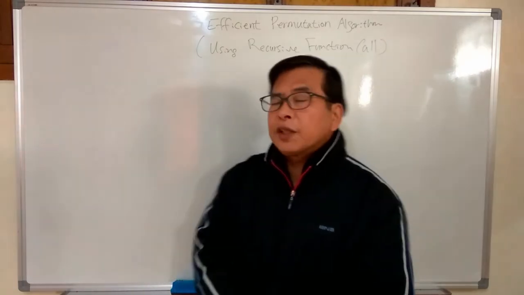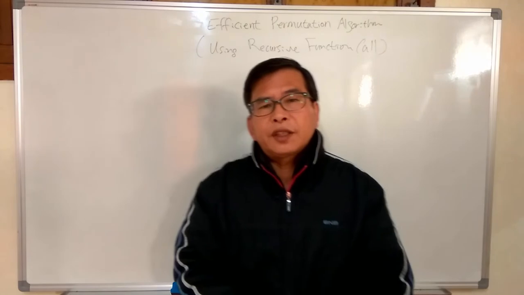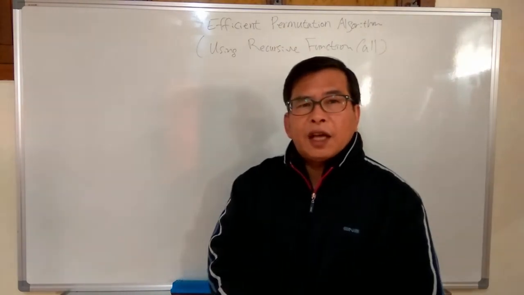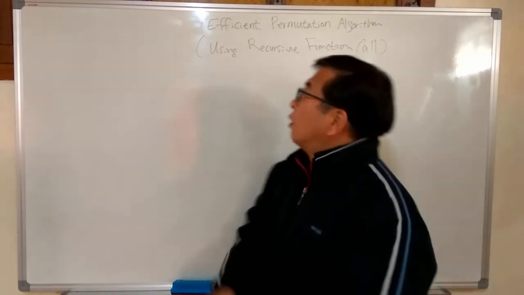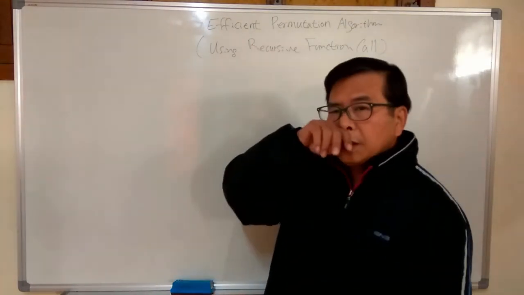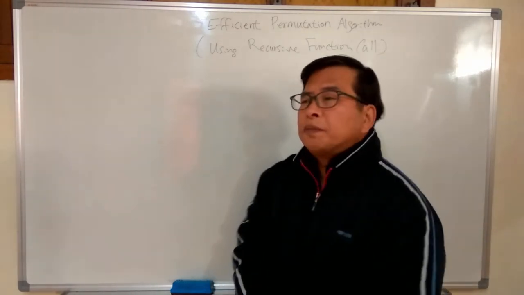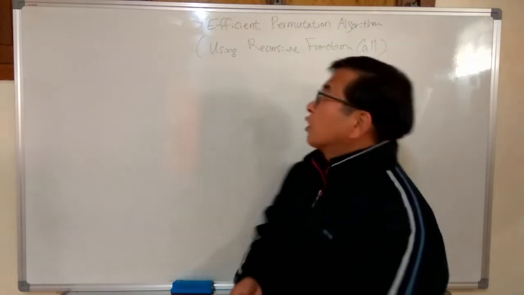In my previous video, I explained the efficient permutation algorithm, how to enumerate permutations efficiently using a loop. And I realized that the loop implementation of the permutation algorithm can be a little bit difficult to understand. So in this session, I will try to explain it using recursive function calls.